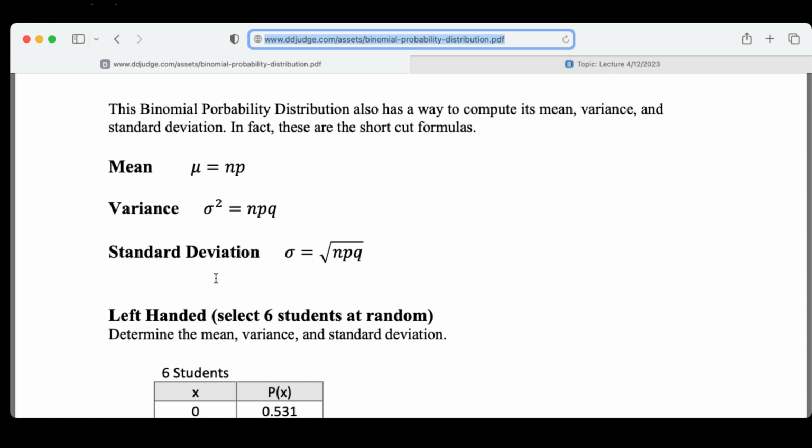I'm going to go back to the binomial notes. Let's see if I can find them in my binomial. Where are you guys at? Oh, come on. There we go. What class are you guys in? 17041? Yes. There we go. Found them.